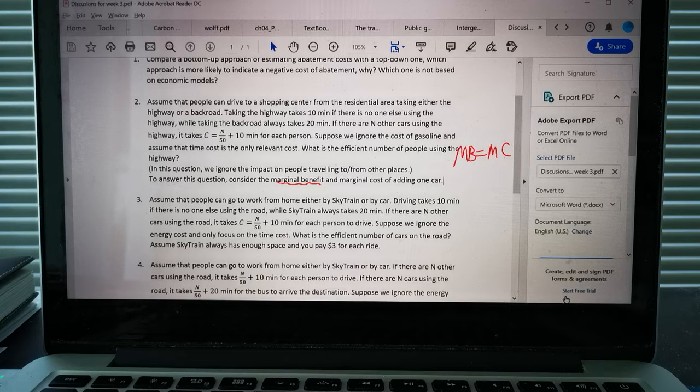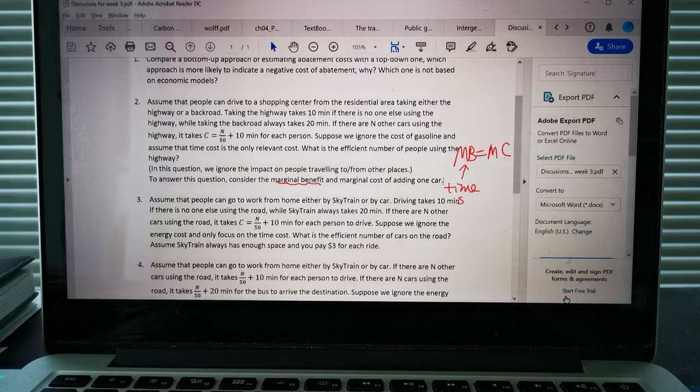The benefit is how much time can be saved, right? From using the back road to the highway. So how much time can be saved? If there's no one else using the highway, then we can save 10 minutes. But if there are other people using the highway, then how much time can be saved?